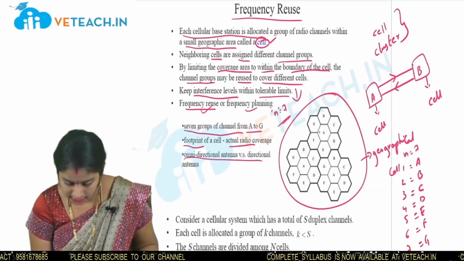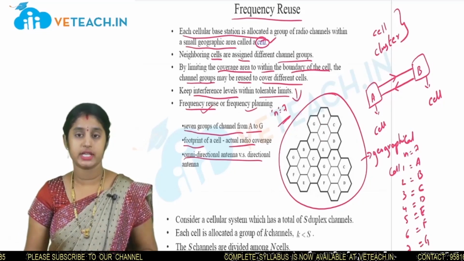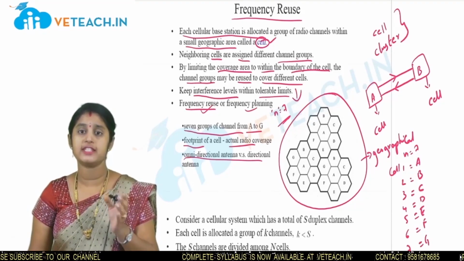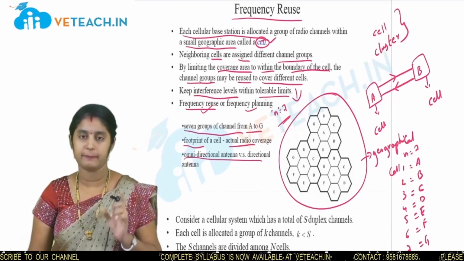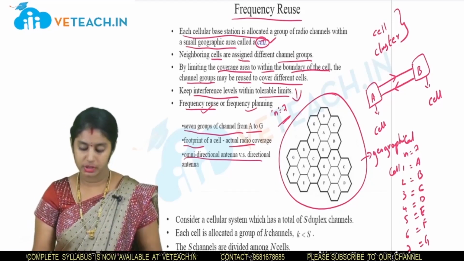And next, consider this figure. In this figure, as discussed earlier, the number of cells is 7. The 7 cells are named capital A, B, C, D, E, F and G. Clear? So now consider this figure.